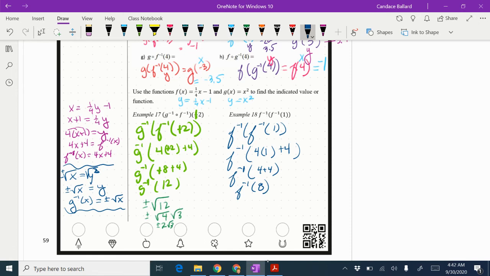Now I'm going to take that 8 and put it into the f inverse function. I'm just following the rules that are stated. So my f inverse function is 4 parentheses plus 4. I'm plugging the 8 into the parentheses. 4 times 8 is 32, plus 4 is 36.